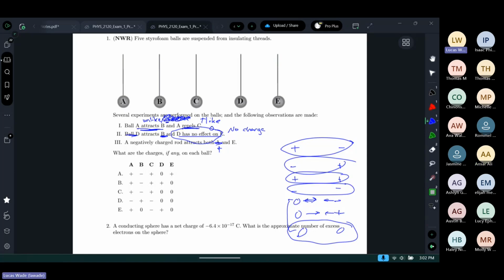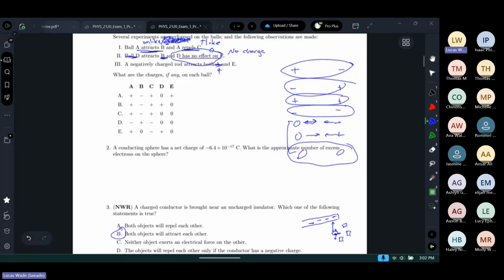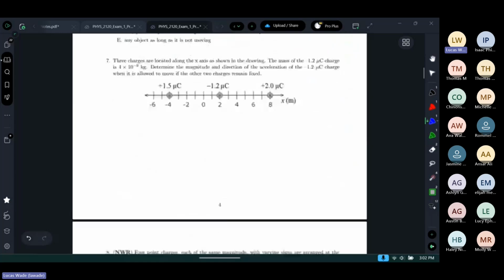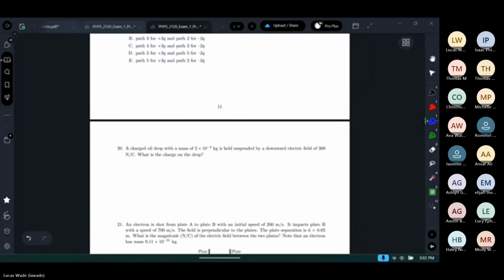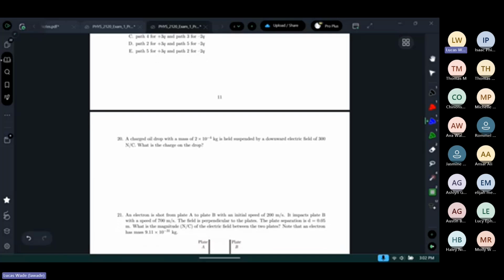All right, so the questions I've gotten questions about are 20, 24, 30, and 36. And then a couple things about rings and disks. So for 20, a charged oil drop with a mass, that's M, is held suspended by a downward electric field of 300 newtons per coulomb, that's E. What is the charge? So that's Q on the drop.